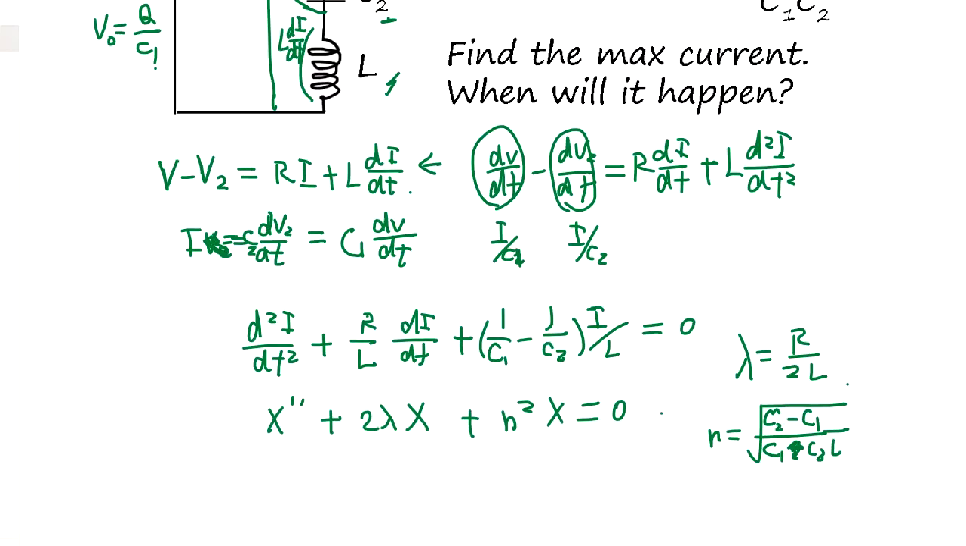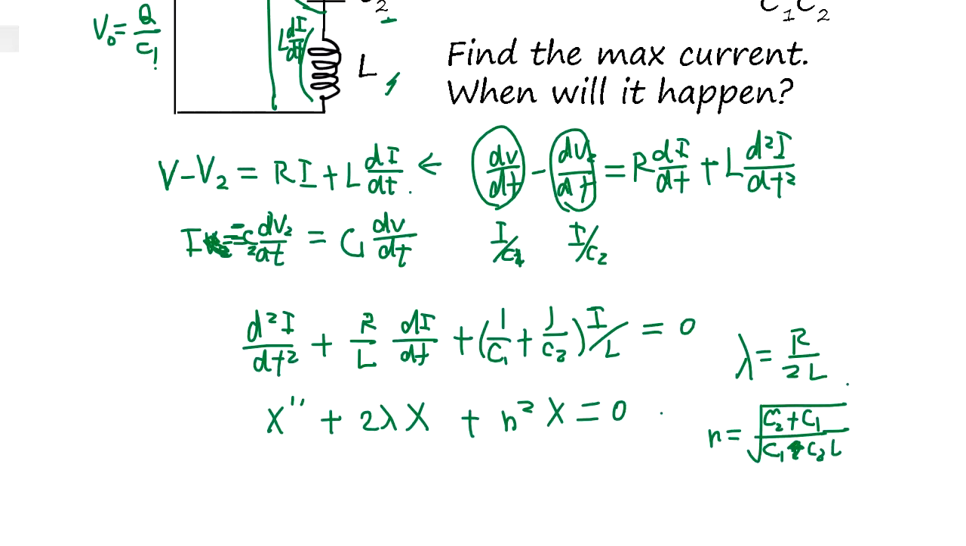Wait a minute, this sign is wrong, right? The I is going into this, so this is going to be negative here in front of C2. So it's plus. So this is going to be plus. Okay.